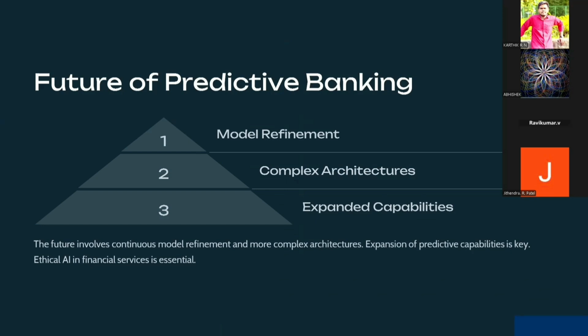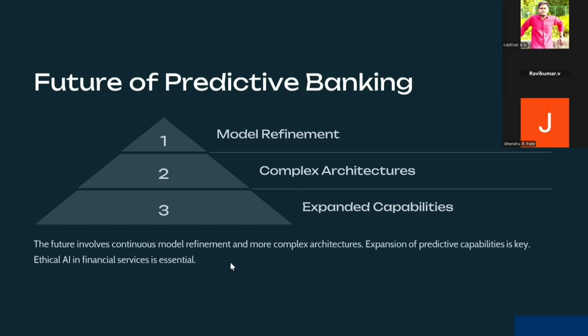When compared to other learning methods, while models like decision trees and SVMs perform well, neural networks gave the best results. Their ability to capture complex patterns made them the most accurate in predicting customer subscriptions. In the future of predictive banking, first is model refinement, second is complex architectures, third is expanded capabilities.